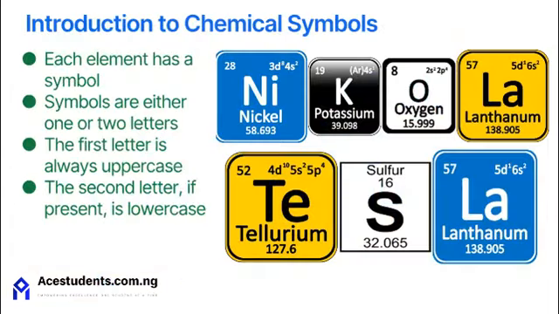Chemical symbols are short forms of element names. They are written using one or two letters. The first letter is always capitalized, while the second letter is lowercase.